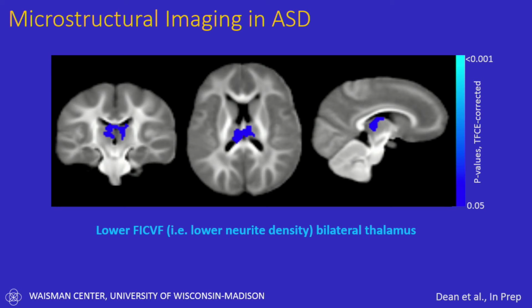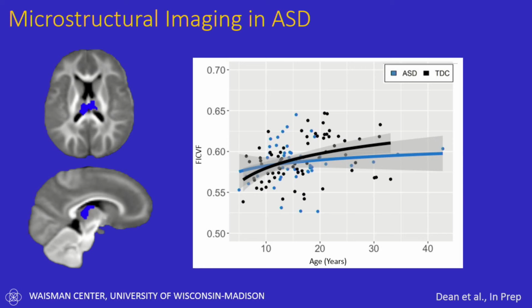And really what we're beginning to see is that in individuals with autism, we see this pattern of lower neurite density within the thalamus, which is a really interesting part of the brain supporting different sensory functions, which is very interesting in the recent result that we've seen. And if we look at that trajectory again across the lifespan, we see that same pattern within this thalamic brain region that we see using some of the other measures that I've previously shown.